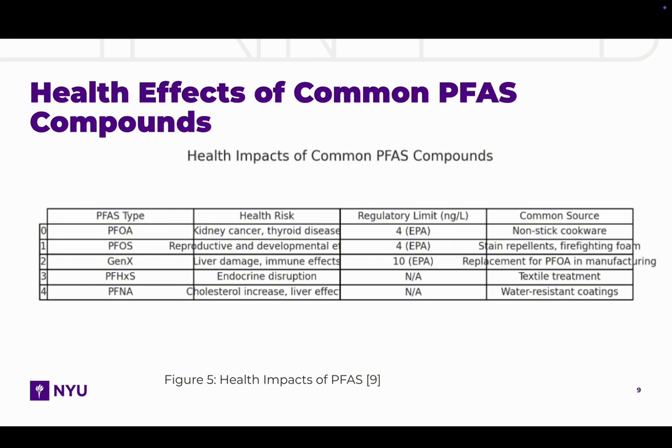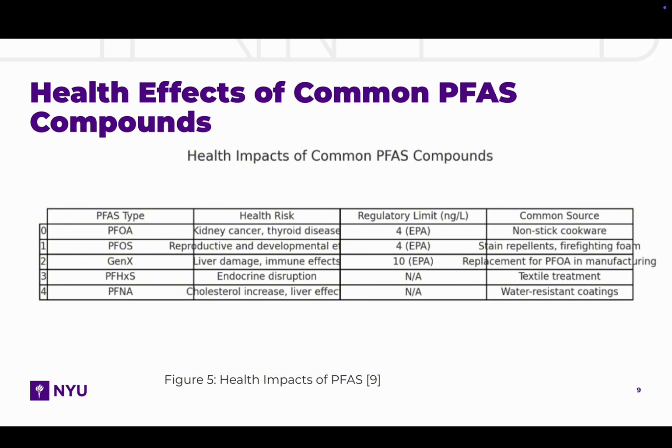GenX is a replacement for PFOA. GenX is linked to liver damage and immune effects. The EPA has established a health advisory level of 10 parts per trillion for GenX in drinking water. It is used in production of non-stick coatings.